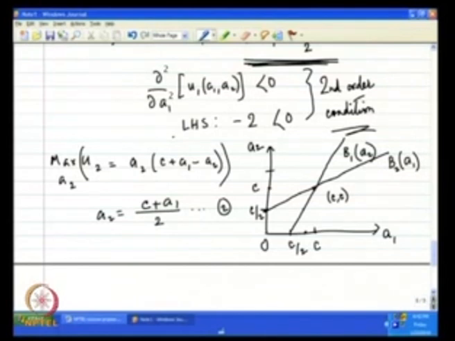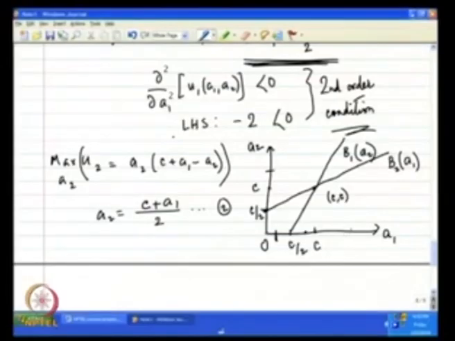And the interpretation is just like the interpretation before. It is telling me what is the best response of player 2 given any action of player 1. So, given any action of player 1, suppose this is the action A1, I go up to the line B2, and from that I draw a perpendicular on the A2 axis. So, this is the best response of player 2 with respect to this action of player 1. This is how it is read.